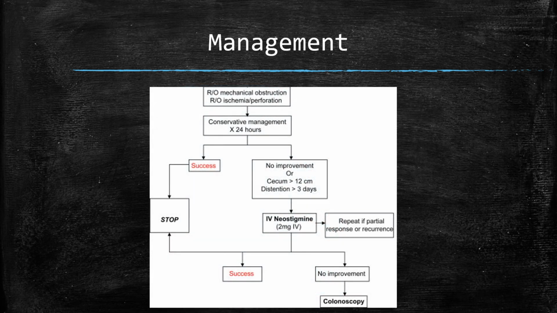For those of you who are flowchart fans, here's one that's pretty reasonable. Our first job is to rule out a mechanical obstruction, and once we've done that, then we will try to manage this patient conservatively. We'll talk about that in just a second. If that doesn't work, then there's drugs and other maneuvers to try to fix this problem. Ultimately, what we're trying to prevent is perforation of the colon.